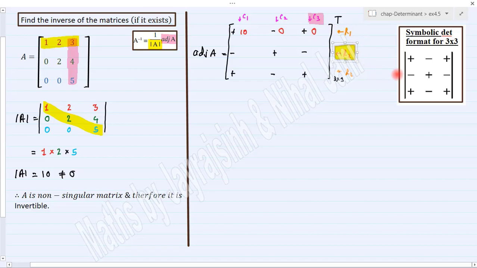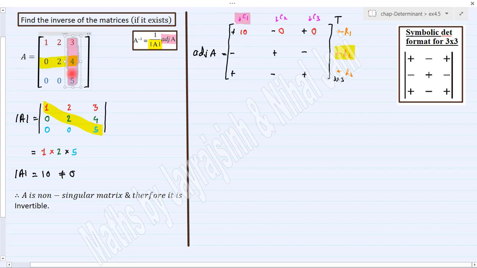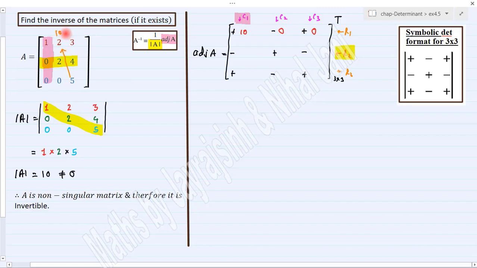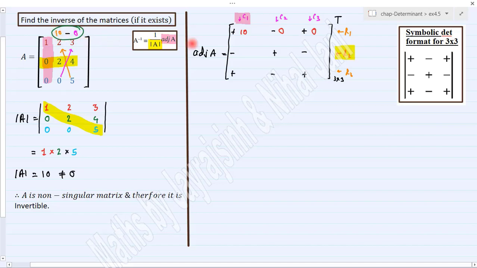Now let's try to get elements of second row. The first element is in first column. So ignore second row and first column and then cross multiply. 5 2s are 10 minus 0 3s are 0. So 10 minus 0 will be 10.